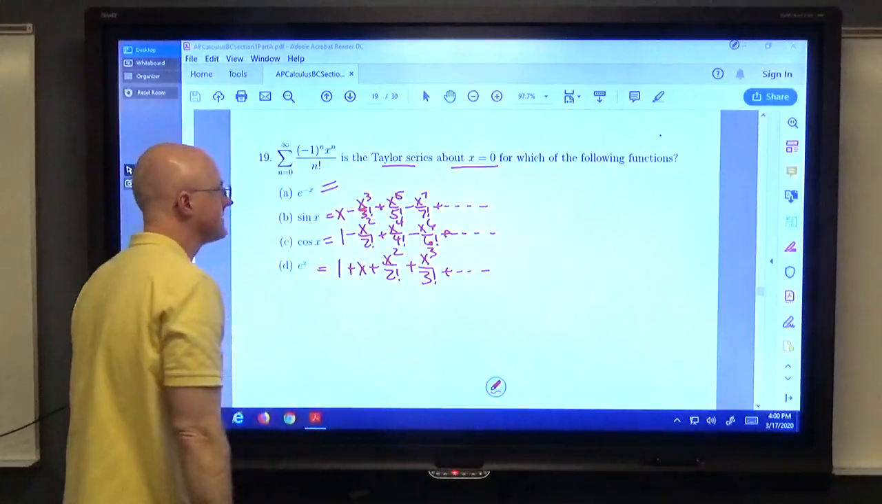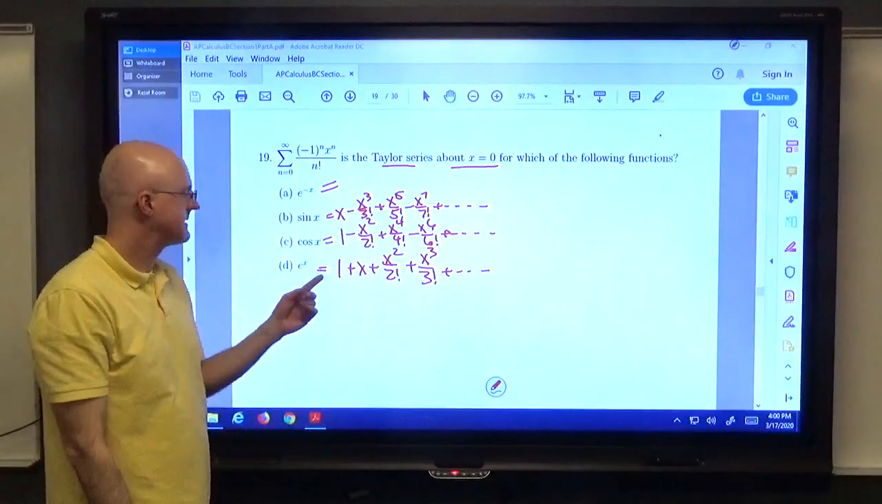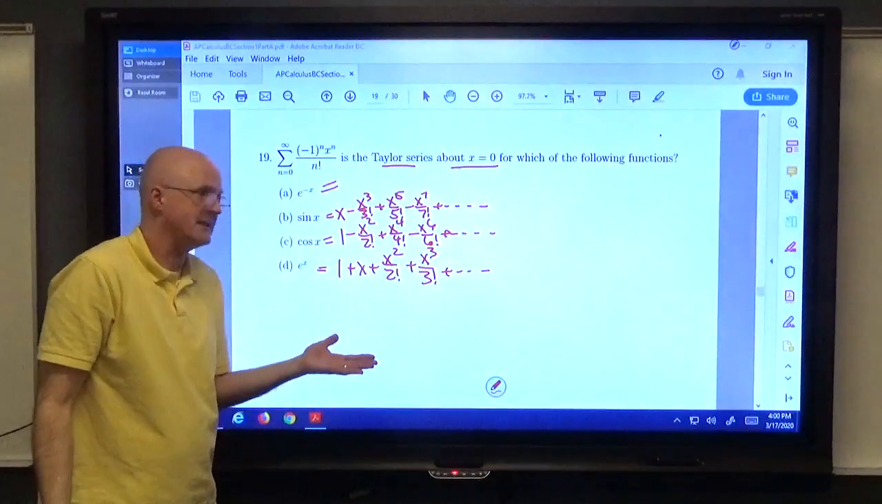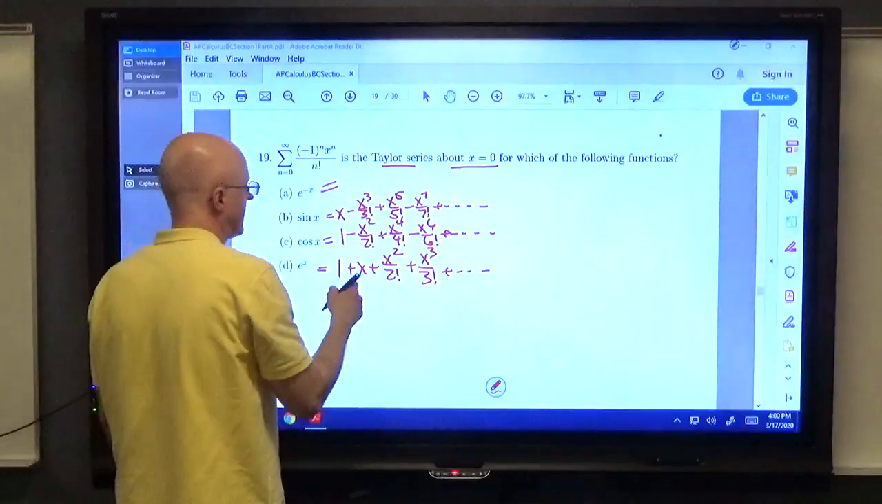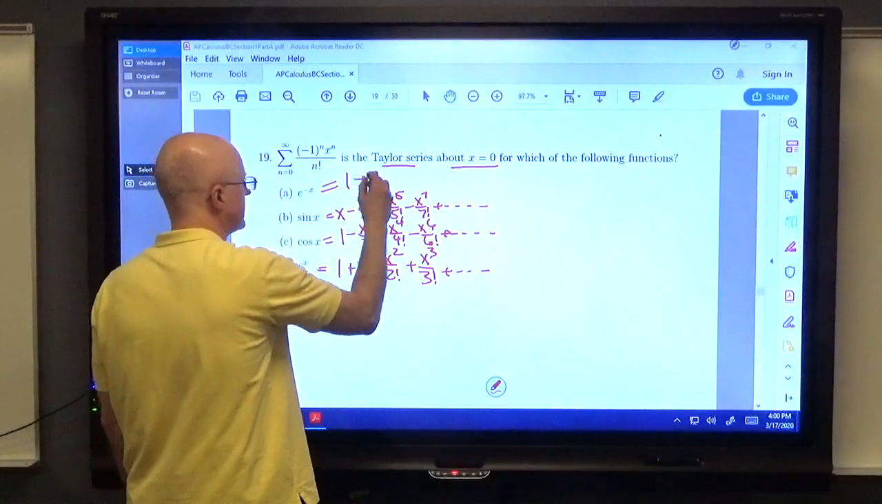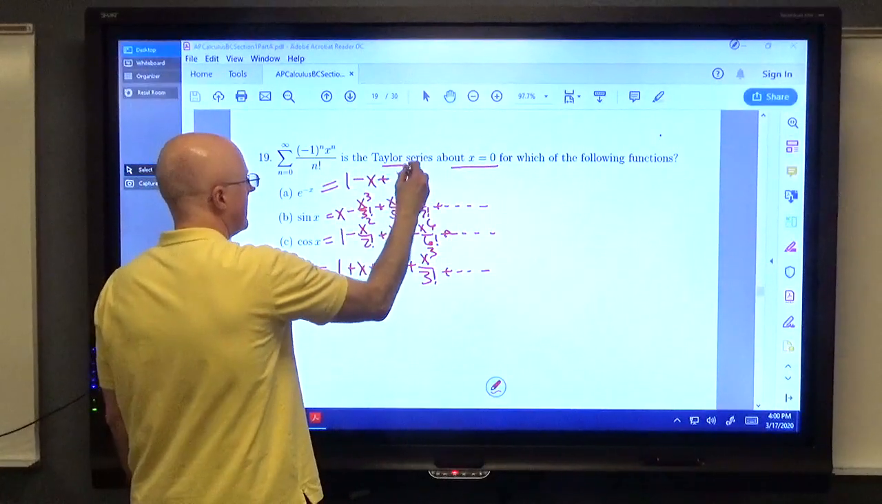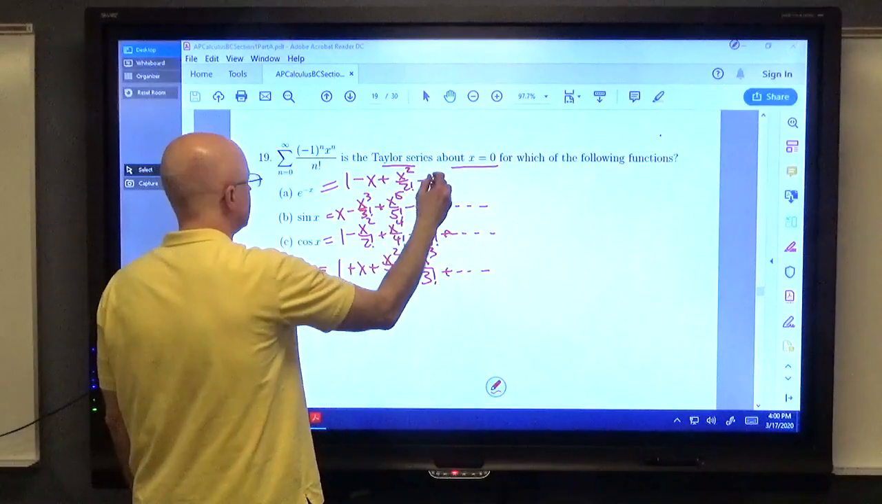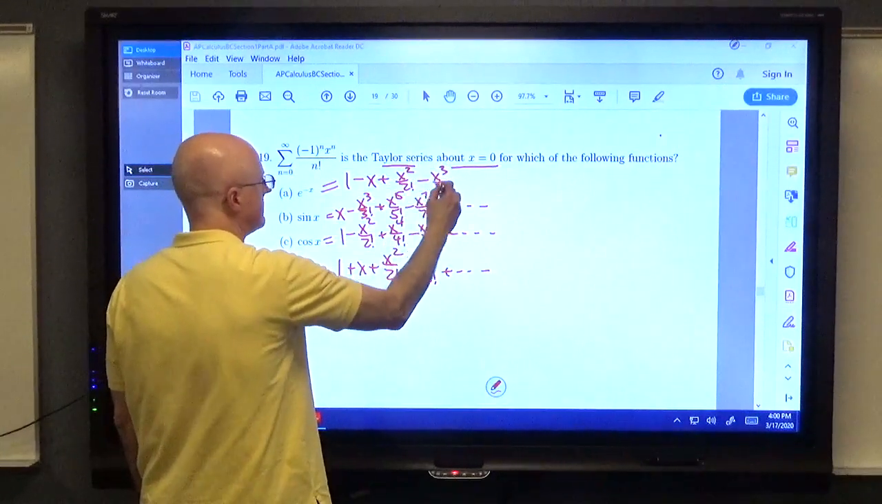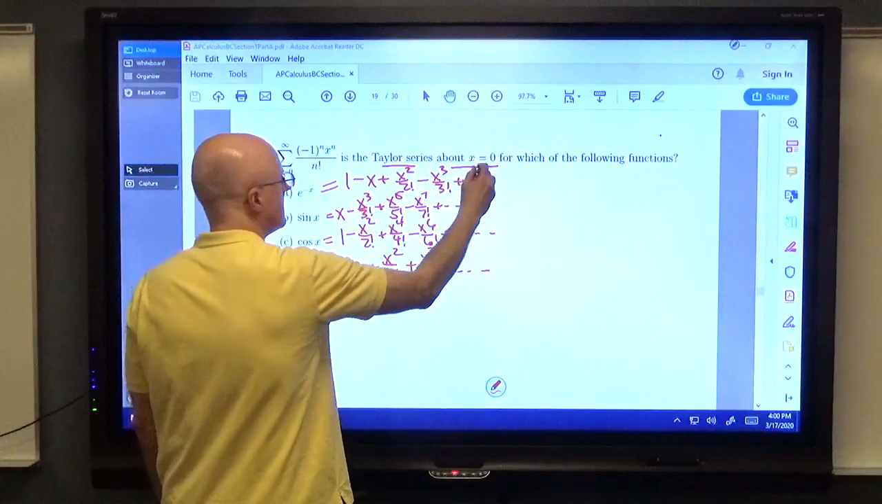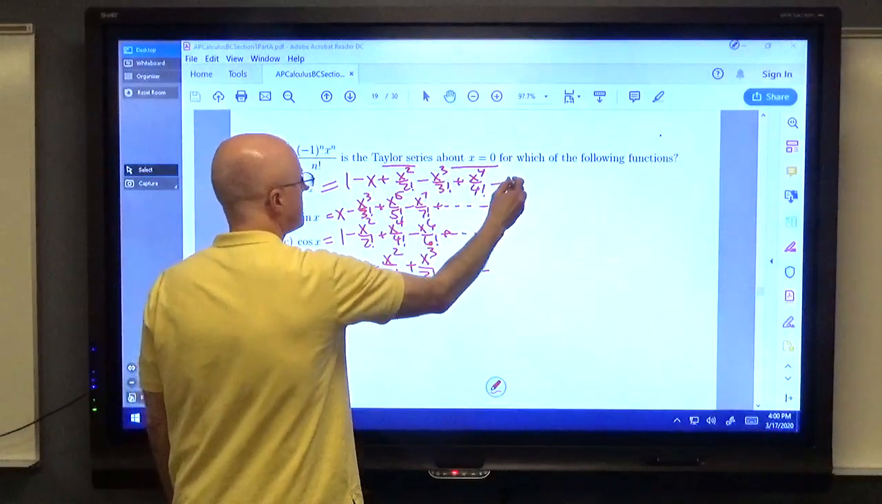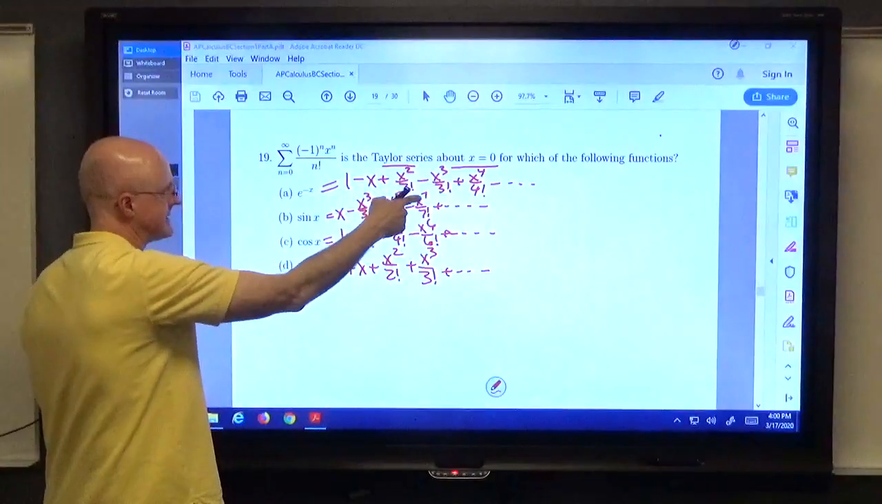What about e to the negative x? Well, it's the same as the series for e to the x, except replace all the x's with negative x's. So the odd powers end up having minus signs. And that helps you quickly see that A is the answer. If you look at the series written up there at the top, you could expand it out to see it equals this.